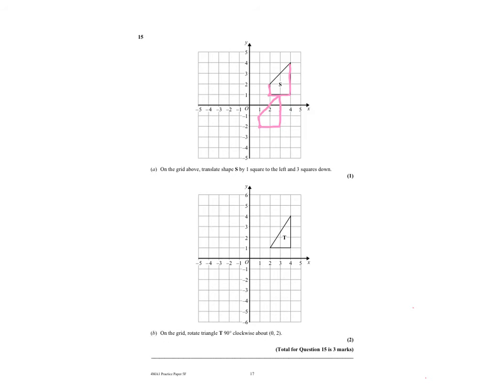Part B, on the grid, rotate triangle T by 90 degrees clockwise about the point 0, 2. So my point 0, 2 is here. Currently, this is how I get to my point. Now, normally you'd use tracing paper. Unfortunately, I'm using an iPad. I don't have tracing paper. But if we are currently facing this direction, and we're going 90 degrees clockwise, we now need to go this way. So this new line here, I'm going to draw now facing downwards.